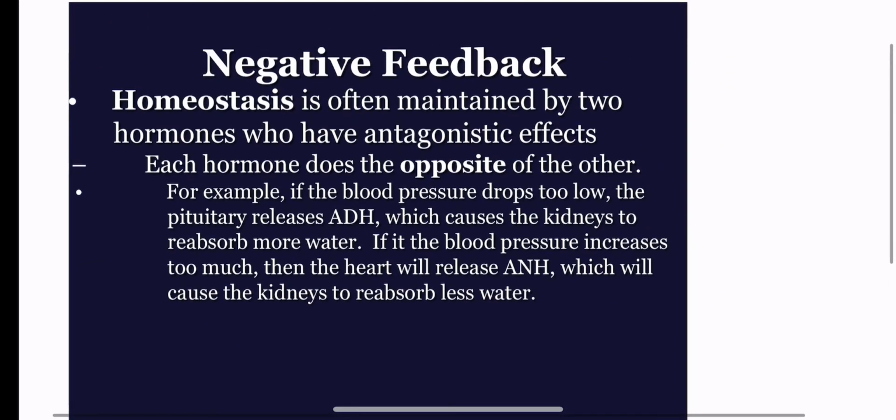Negative feedback. Homeostasis is often maintained by two hormones that have antagonist effects. Each hormone does the opposite of the other. As you know, antagonist, what is it? For example, if the blood pressure drops too low, the pituitary releases ADH, which causes the kidneys to reabsorb more water. If the blood pressure increases too much, then the heart will release ANH, which will cause the kidneys to reabsorb less water.